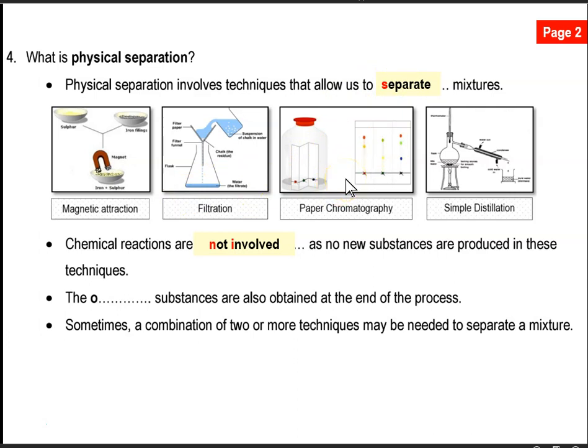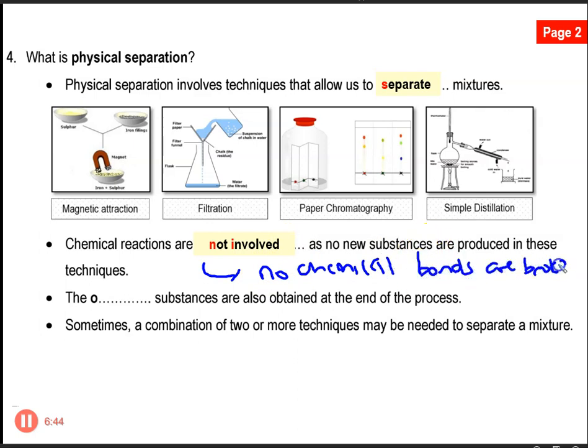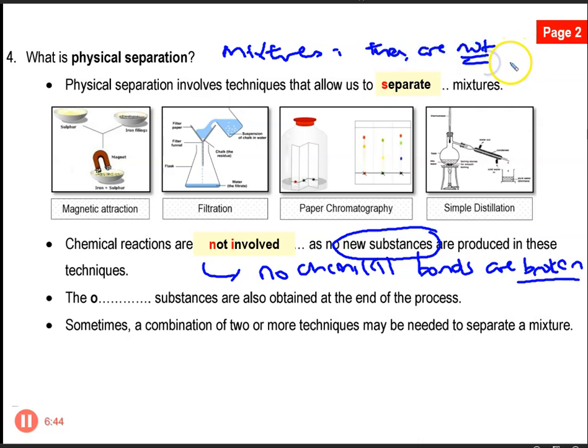Can we please write this down? Why do we say that there are no chemical reactions? Because we say that no chemical bonds are broken. So you may want to write this down in your notes. No chemical bonds are broken, and because no chemical bonds are broken, there are no new substances produced. Because remember, in your mixtures, the substances are not chemically combined.